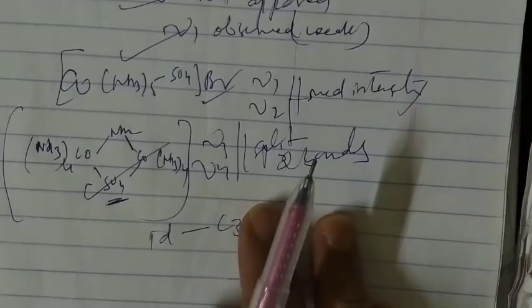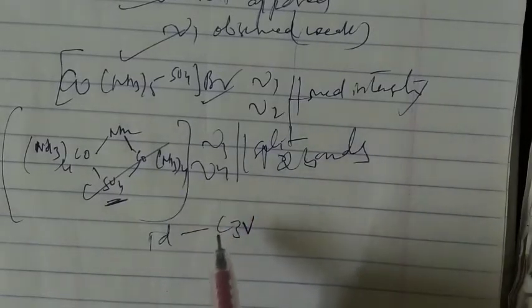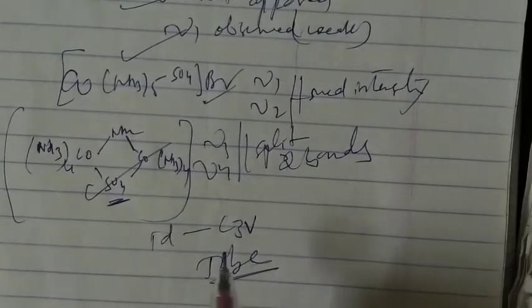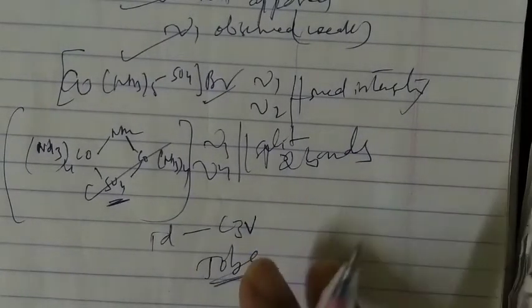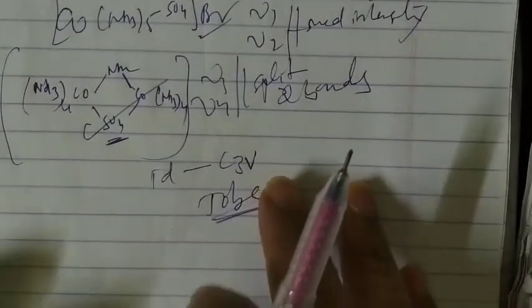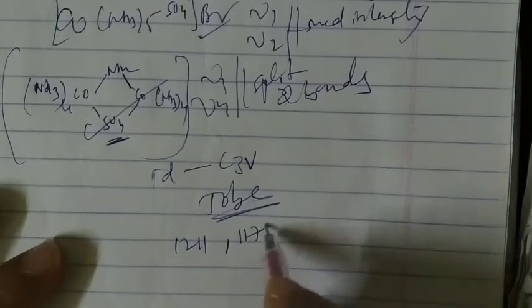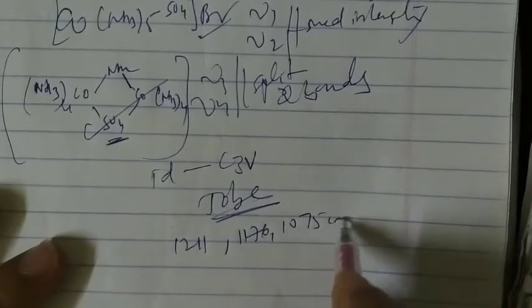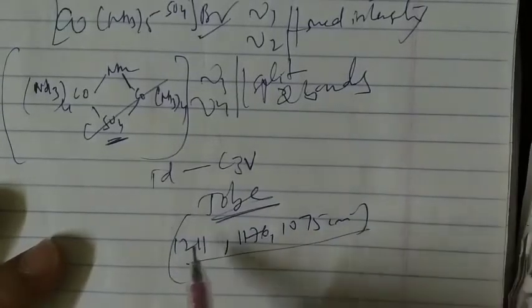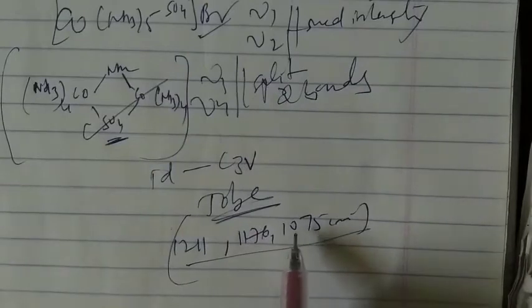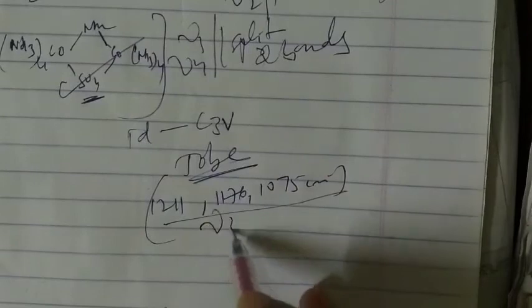The chelating bidentate sulfate group was discovered by Tobe, and he observed three bands near 1211, 1176 and 1075 per centimeter in the nu3 region.